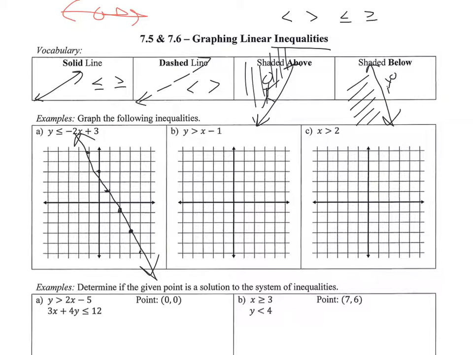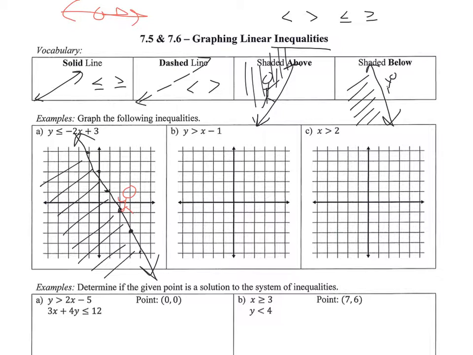Now the last step is to shade. You're either going to shade on this side or this side. To determine it, it's y less than or equal to. So think about a person being on a ladder, which they'd be on this side. So you're going to shade underneath them.